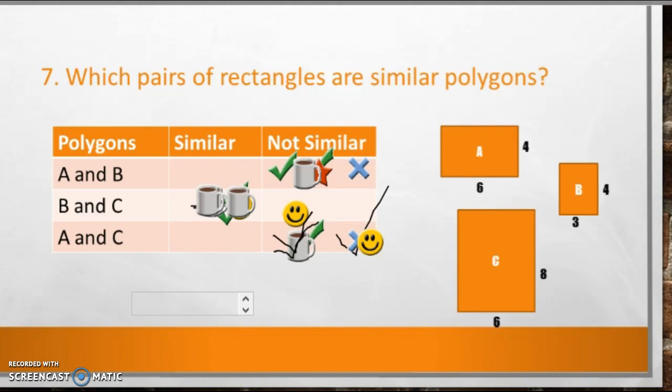So let's do BC. I'm going to take the smaller side of C, which is 6, and the smaller side of B, which is 3, and put those in a fraction. And I'm going to see if that's proportional to the bigger side of C over the bigger side of B. You can either reduce each of these or cross multiply. If I cross multiply here, I get 24 equals 24. So they are proportional. That means they are similar.